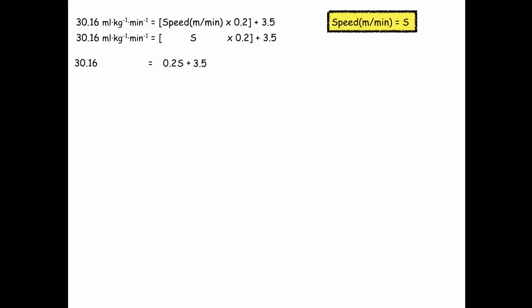In order to do this, anything that's added or subtracted, we're going to need to do first. Then we're going to need to do anything that's multiplied or divided. So your basic PEDMAS. So let's isolate S. If I subtract 3.5 from both sides, I'm going to be able to isolate 0.2 because 3.5 minus 3.5 is equal to 0.